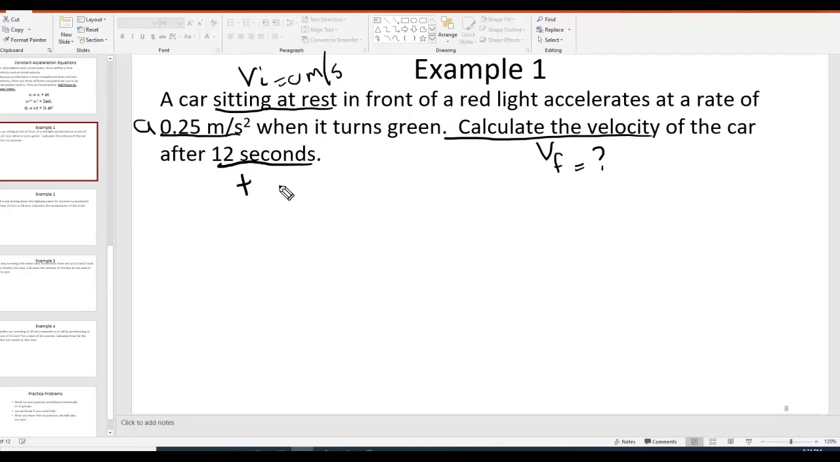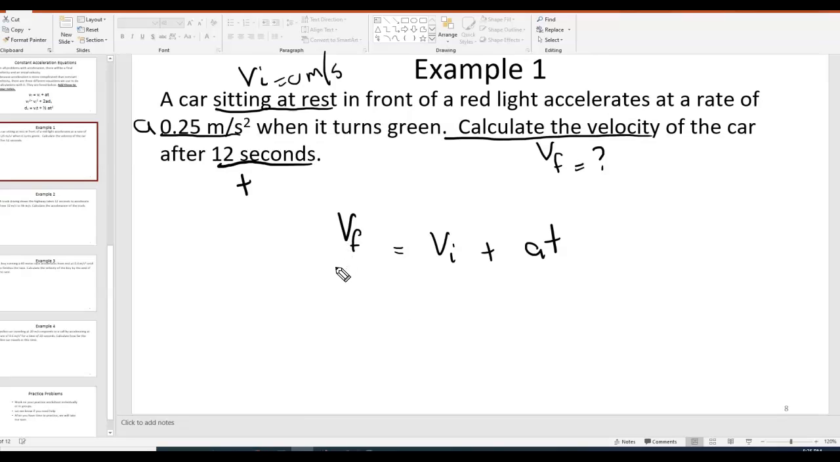In other words, if you look at the 4 things I underlined here, you don't see anything with meters or displacement anywhere in the problem. That means I need to use the equation that does not have displacement in it, because that's not one of my givens or my unknown. So I'm going to use the equation that looks like this: Vf equals Vi plus A times T.